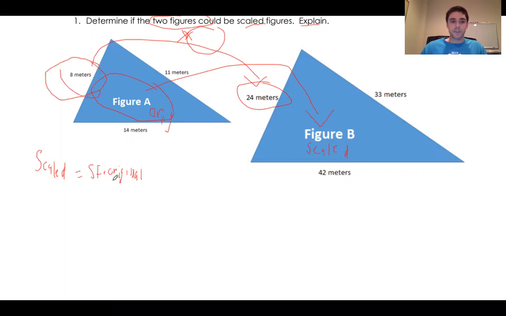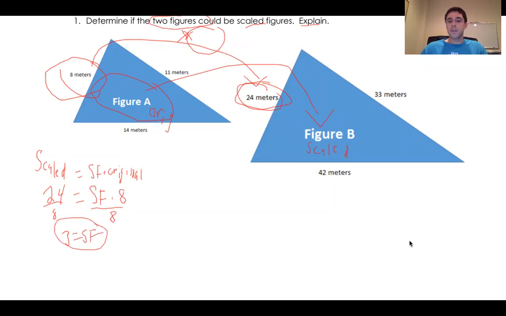So if we're taking this side first, our scaled side is going to be 24. Yes, please write all of this down on a piece of paper. 24 equals our scale factor, which we're trying to find, times the original length, which is 8. Then to solve for our scale factor, we divide both sides by 8, divide by our coefficient. And 3 is going to be our scale factor. Awesome. So that's how we find our scale factor.